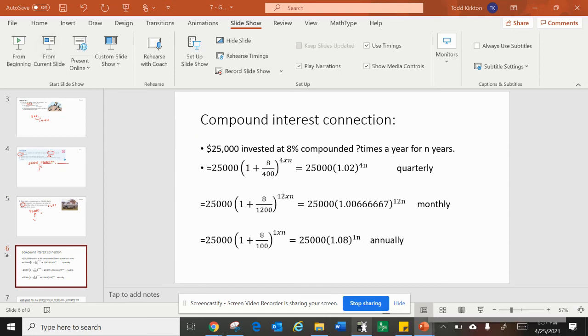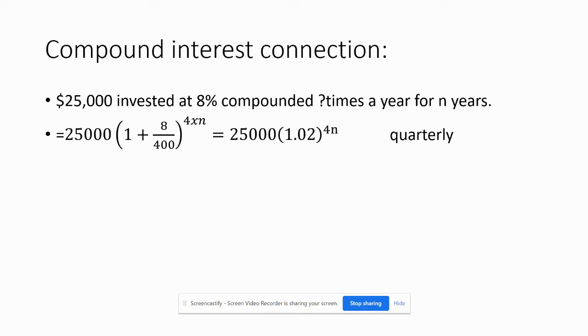Okay, so the next thing I want to show you is the connection between compound interest, and we've been using the finance app, but compound interest is a geometric sequence. And so like using that formula that we talked about, we mostly used our calculator. If you invest $25,000 at 8% compounded some number of times per year for n years, this is how it goes in the formula. So when you're doing this quarterly, it raises it to 4 times as many values.